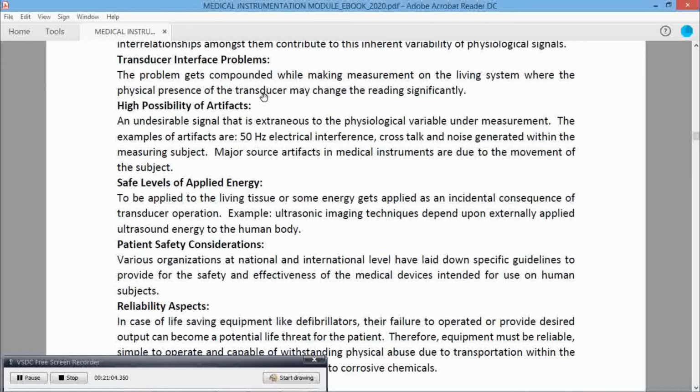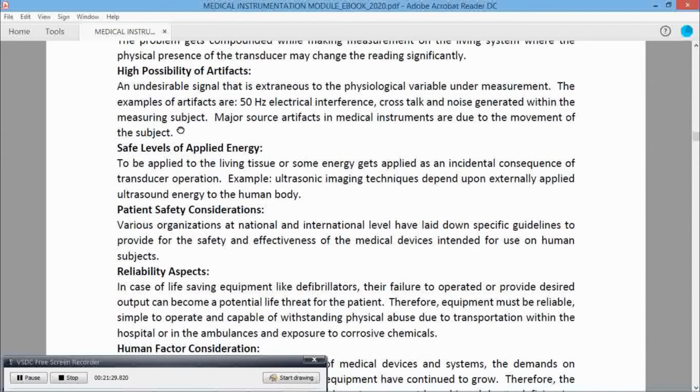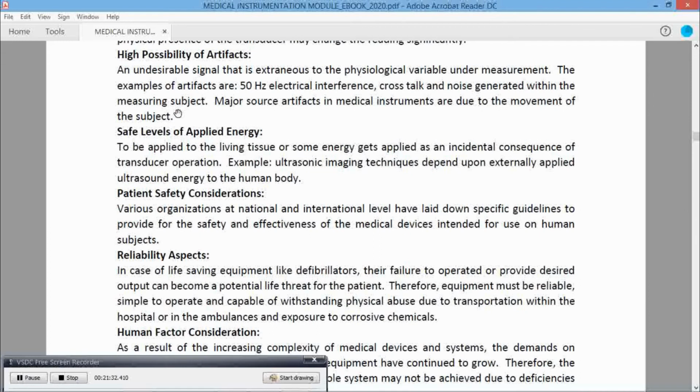Transducer interface problem. The problems get compounded while making measurements on the living system, where the physical presence of the transducer may change the reading significantly. That means if you have more than one transducer, sometimes there are transducer interface problems. So you get a mix of the signals that you want to measure, and also some unwanted signals. There is also a high possibility of artifacts, undesirable signals that are external to the physical variable under measurement. Examples of artifacts are 50 Hz electrical interference, crosstalk, and noise generated within the measuring subject.